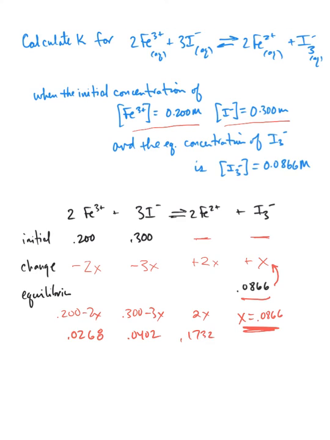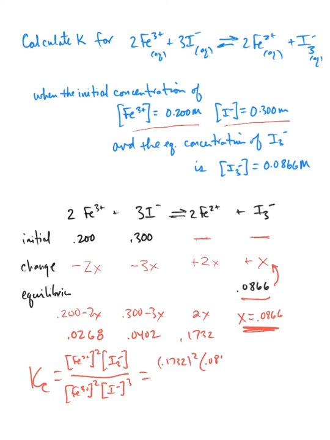All right, so my goal is to calculate the K, and the Kc for this reaction is going to be the iron 2 plus squared times the I3 minus raised to the first over the iron 3 plus squared times I minus raised to the third. So now I get to plug all my numbers in. So I have the 0.1732 squared times 0.0866 over 0.0268 raised to the second times 0.0402 raised to the third.